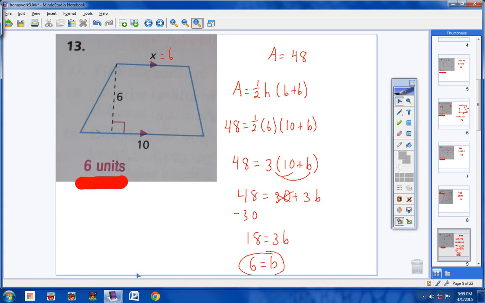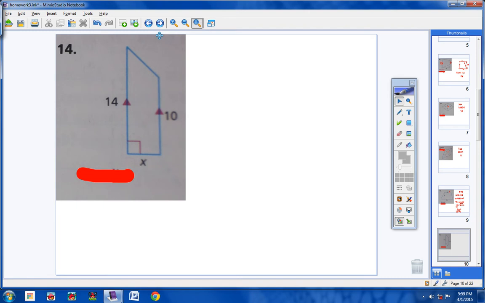Alright, number 14. Number 14 is again a trapezoid. So we're going to use the exact same formula. The area, of course, stays the same. So there's your area. The formula is going to stay the same because we're still dealing with a trapezoid. So it's 1 half times the height times the two bases being added together. Alright, so for A, I'm going to substitute 48. For 1 half, I'm going to substitute 1 half. For H, I'm going to put my x. That's my unknown right there.